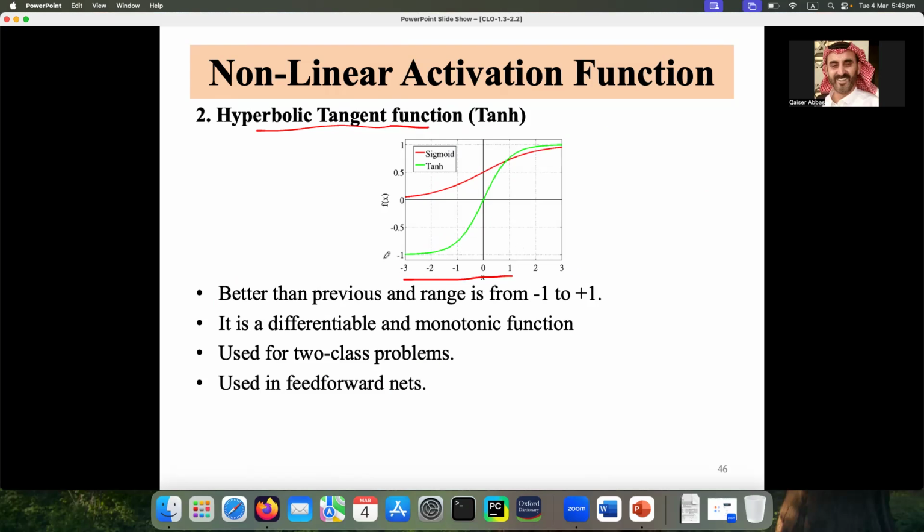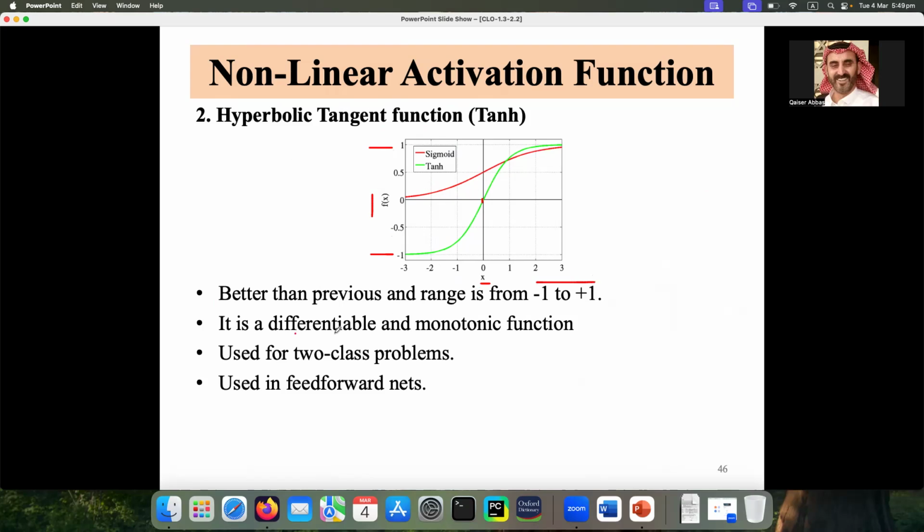Here you have the x, and here you are applying the tangent function over it, and then you will get values between -1 and 1. This point, which is the median point, is 0, and the y is also 0. So this tanh is similar to the sigmoid, but its range is different. Its range is -1 to +1.